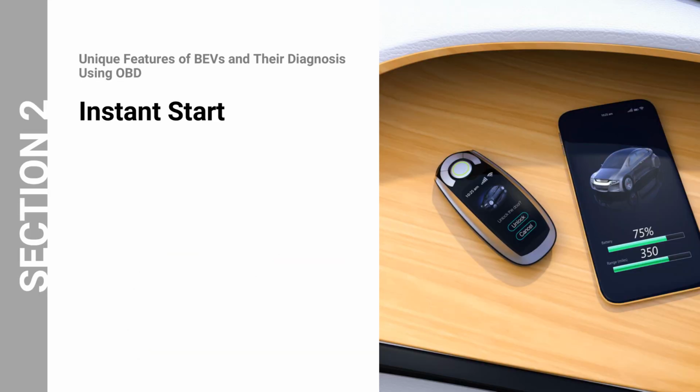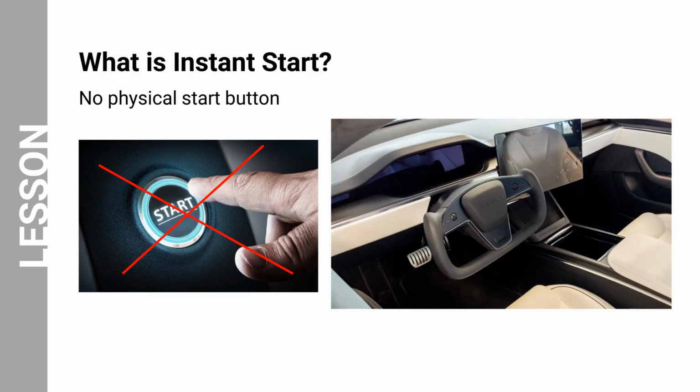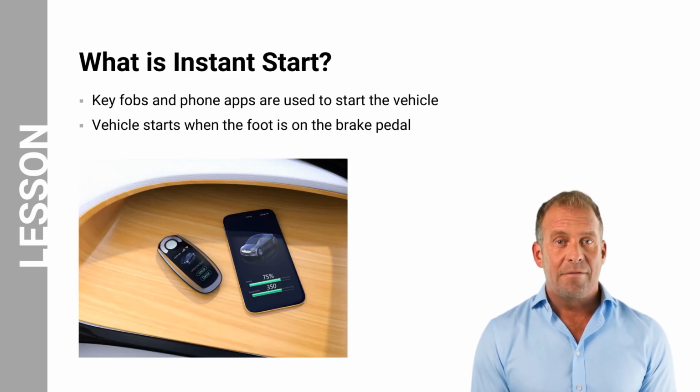In this section, we will look at the instant start feature in BEVs. On some newer BEVs, there is no physical start push button or physical key to turn on for the vehicle to start. The driver has a key fob or phone app to turn the car on. When the driver places a foot on the brake pedal, the vehicle can shift into gear and move.